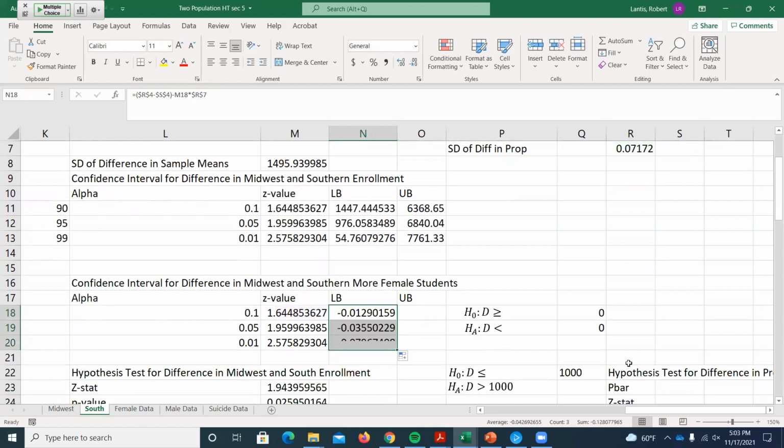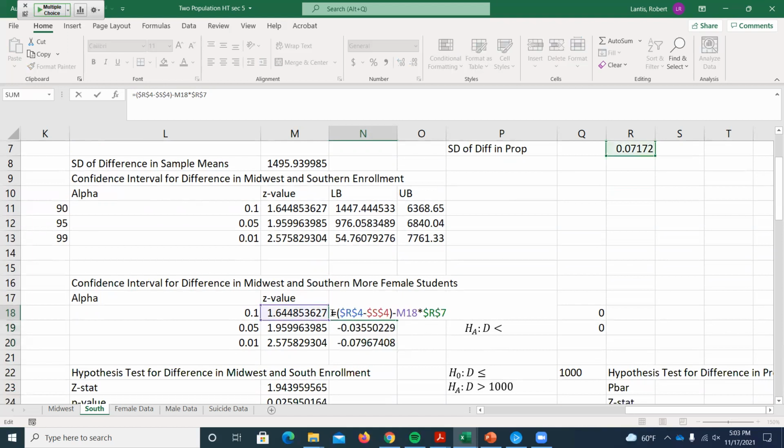Now I'll copy this down real quick, and I've got my 3 lower bounds. Okay. Now to get my upper bounds, it's going to be this exact same equation. So I'll copy that using Control C as my shortcut there. It's probably Command C on a Mac if I had to guess. Go in over here, paste it.